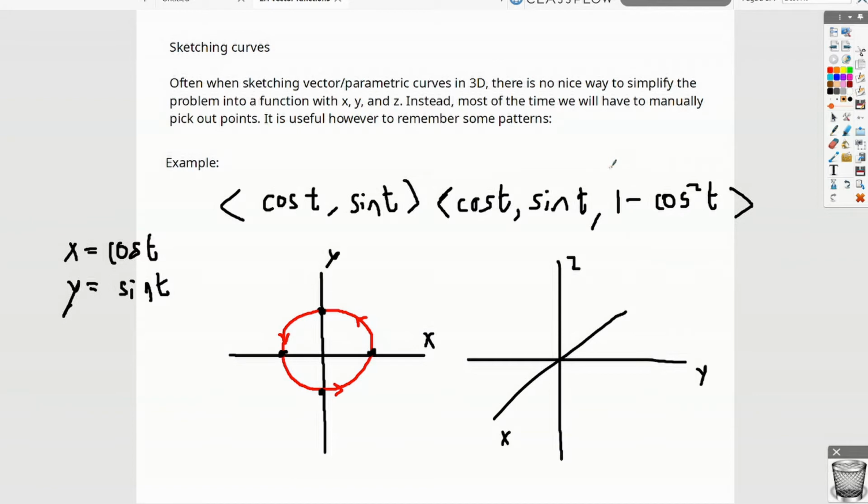Now we have this kind of pesky 1 minus cosine squared t right here. So what does this term contribute to the cosine t and the sine t? Well, if you look at it from up above, you will get this kind of graph. So you'll get something like this, but it won't be like that because it'll have bumps on it, because it's going up and down the z-axis.